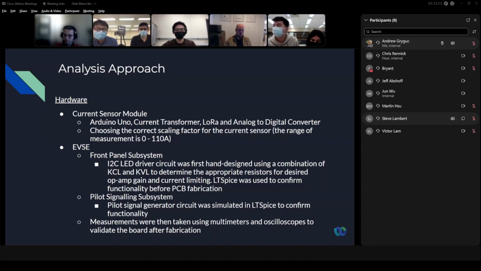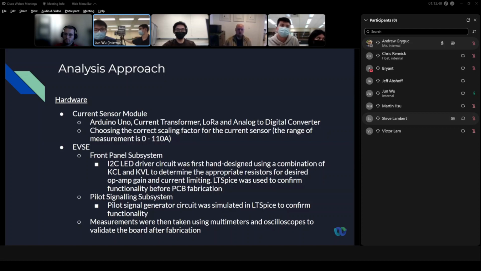With respect to the pilot signaling, the protocol we're using, J1772, requires the use of a pilot signal to indicate the available charging current and to indicate the status of the vehicle. The generator circuit was simulated using LTSpice to confirm functionality, and the circuit is based on a comparator integrated circuit. After we assembled the circuit, we used tools like multimeters and oscilloscopes to validate that the circuit was working, and we also used those tools to validate the front panel subsystem as well.